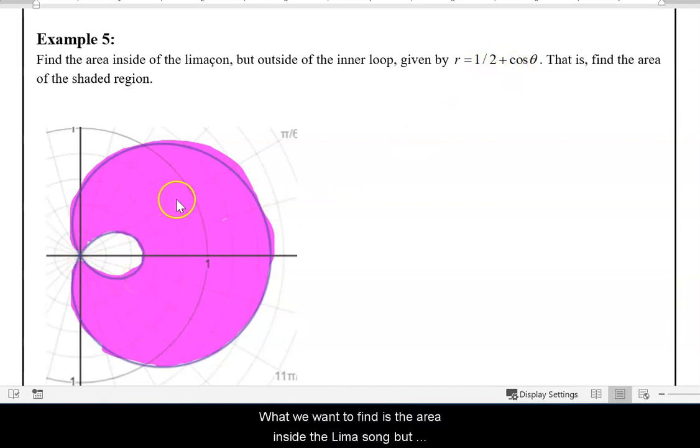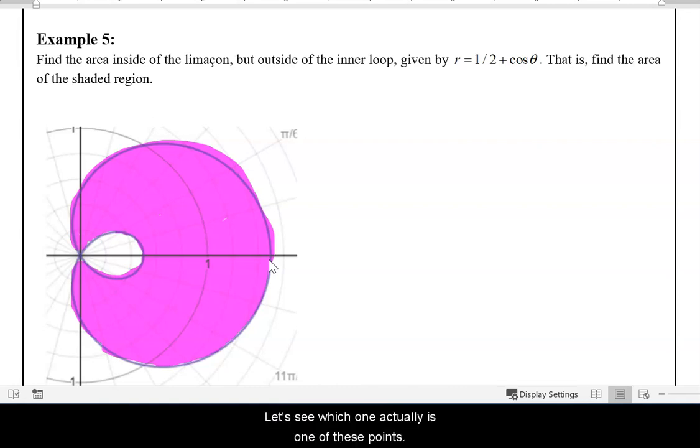What we want to find is the area inside the Riemann sum, but outside of the inner loop. In order to do that, we will use symmetry again to simplify our process. We'll notice also that it hits the pole more than one time. This is a bit of a bizarre problem. You might wonder how this inner loop is represented and how it can get graphed. This point here and this point here cannot both represent r equals theta.